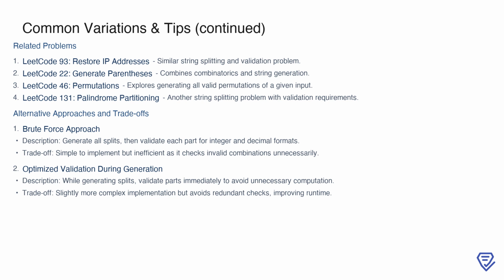When approaching this problem, you can choose between different strategies, each with its own trade-offs. The brute force approach involves generating all possible splits and validating each one. While it's straightforward to implement, it's not very efficient because it spends time checking invalid combinations unnecessarily. A more refined alternative is to validate splits as you generate them. This reduces redundant checks and improves runtime, though it requires slightly more complex implementation.